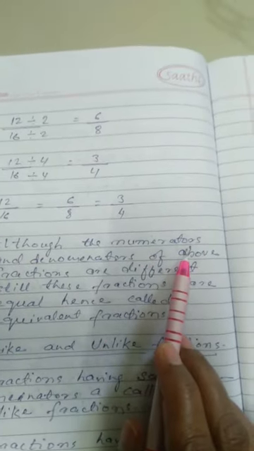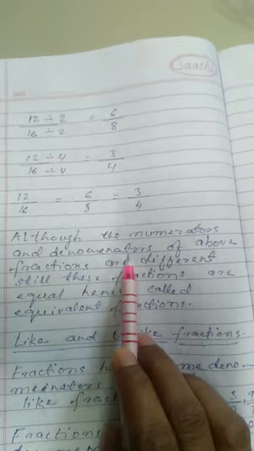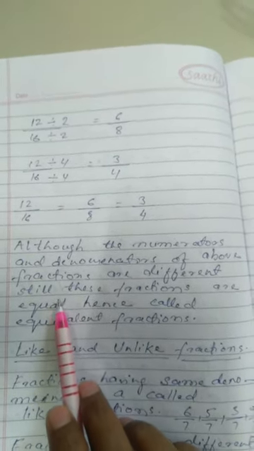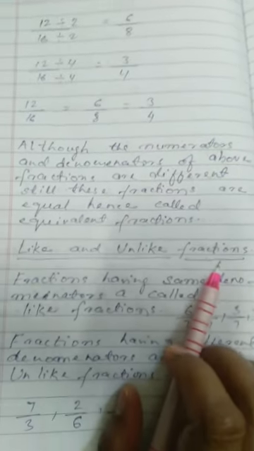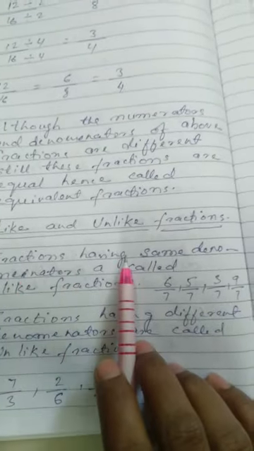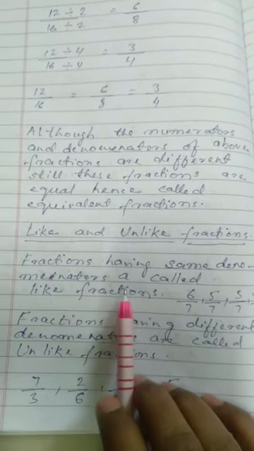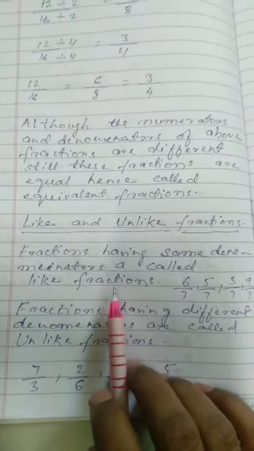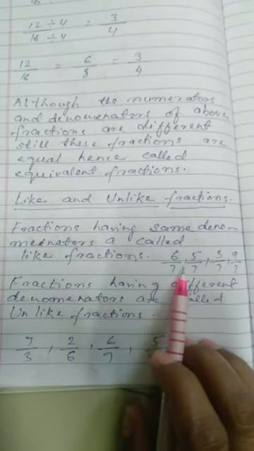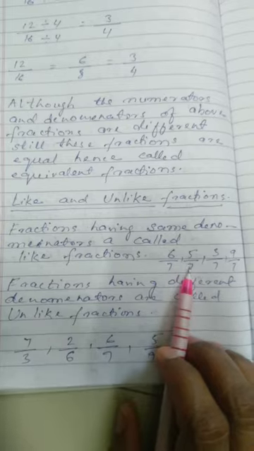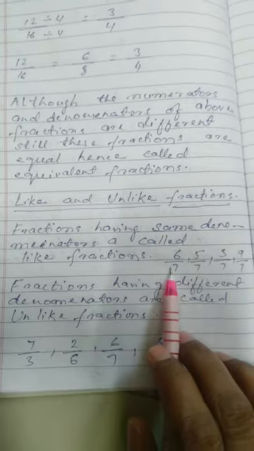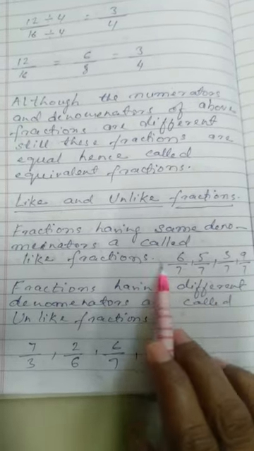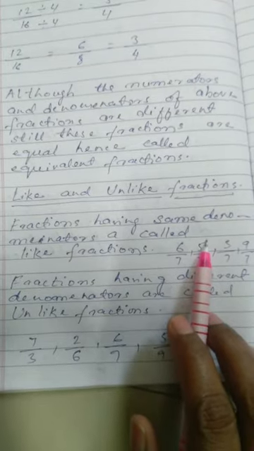Although the numerators and denominators of above fractions are different, still the fractions are equal, hence called equivalent fractions. Now we come to like and unlike fraction. Fractions having the same denominator are known as like fractions. For example, 6 upon 7, 5 upon 7, 3 upon 7, 9 upon 7. In all the cases, denominator is 7. That's why these fractions are called like fractions.